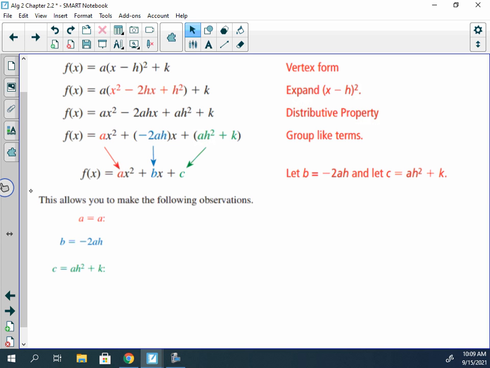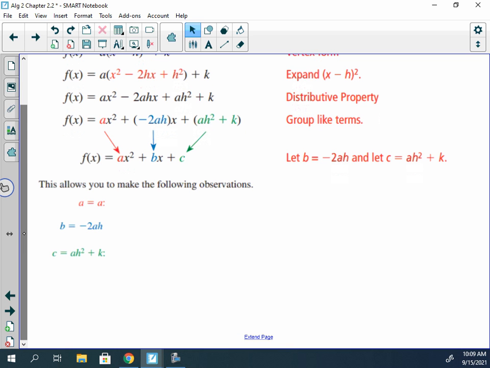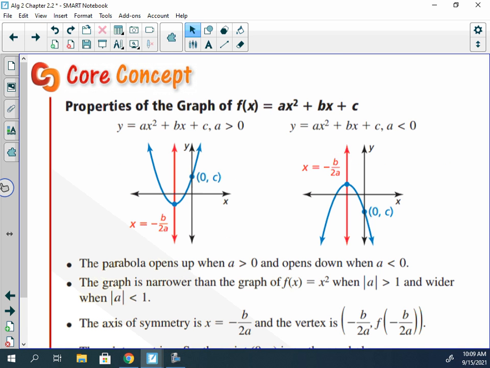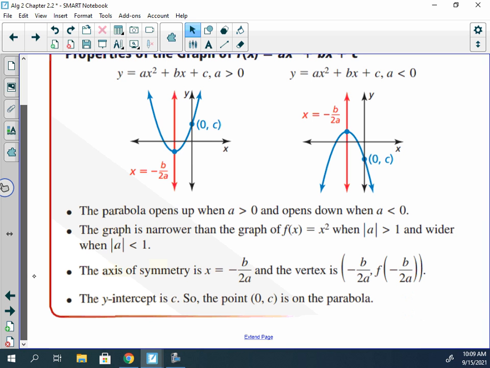Now they showed this here, and I've included this to see how the terms work together. We can say a is equal to a, b is equal to negative 2ah, and c is equal to ah squared plus k. So a has these different properties, or really, let's just look at the properties of the parabola.